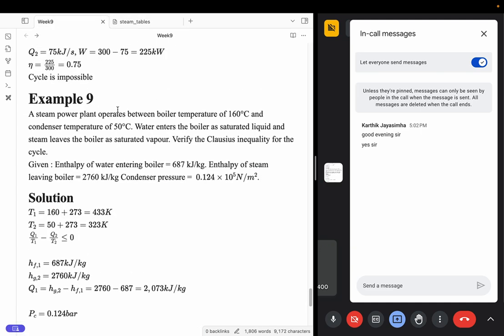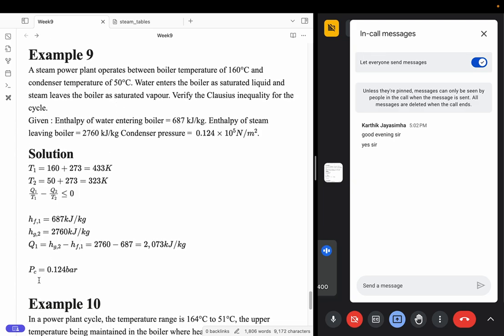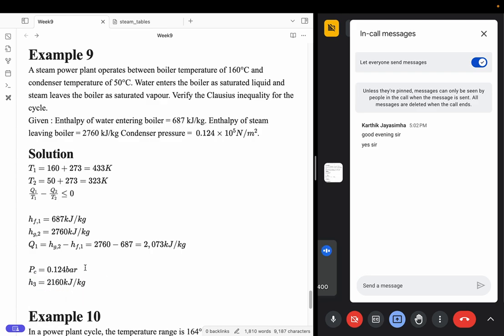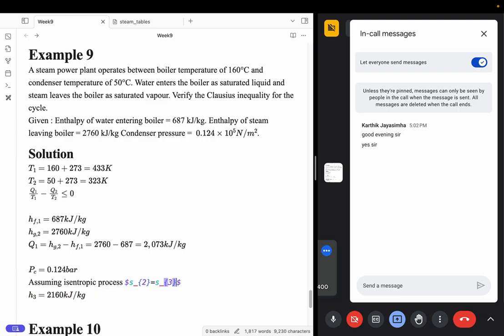Okay. So I'm not going through steam tables again. I'm directly writing the values here. Once you do that, the value of H3 is around 2160 kilojoule per kg. Maybe I'll just write down here, for whoever refers to this after the lecture: assuming isentropic process, that is S2 equals S3, calculate quality, and from there we calculate H3.